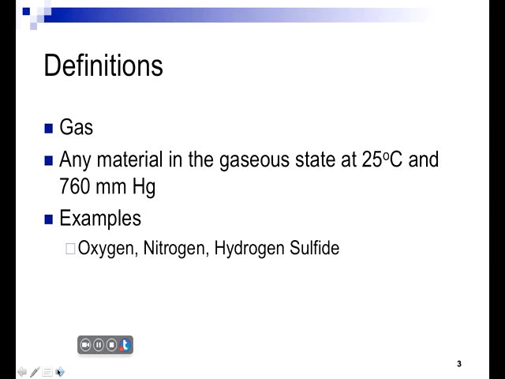And what's an example of that? Well, this environment that we're breathing now is about 80% nitrogen, 20% oxygen. They're all going to be in a gaseous state under the conditions of standard temperature and pressure. Hydrogen sulfide is another example of something that will be in the gaseous state under those conditions. Now, can you get liquid nitrogen and liquid oxygen? What do you have to do? Change your pressure or change your temperature.